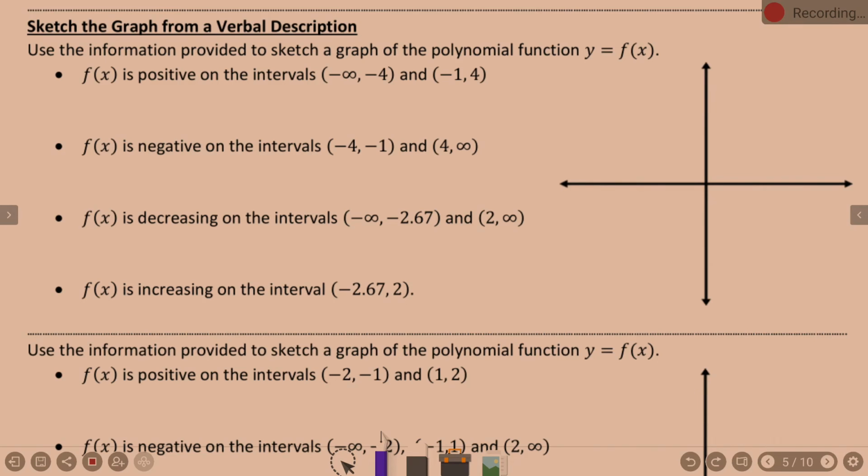Did they give me an equation that I could cheat and plug in on Desmos? No. Okay, they're giving me clues. And we have to sketch a graph based on these clues. So, they tell us where f of x is positive. They tell us where f of x is negative. They tell us where f of x is decreasing and where it is increasing. Okay, those are all the pieces of information they give me.